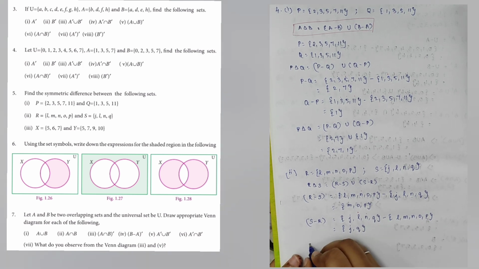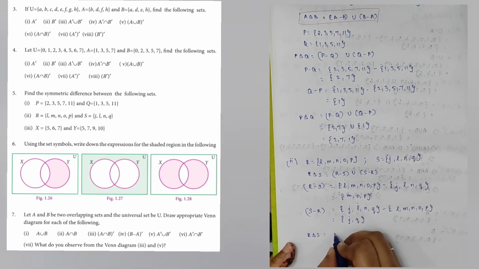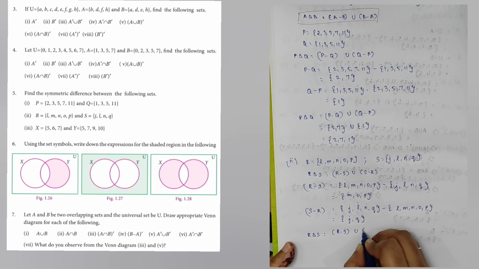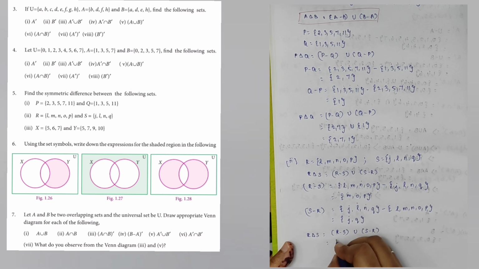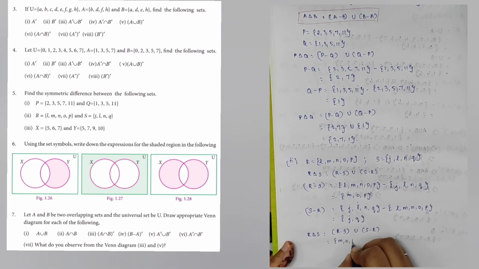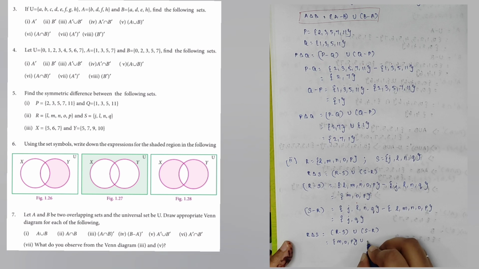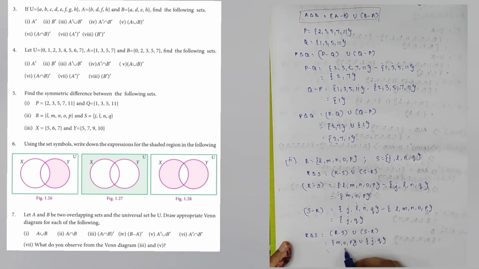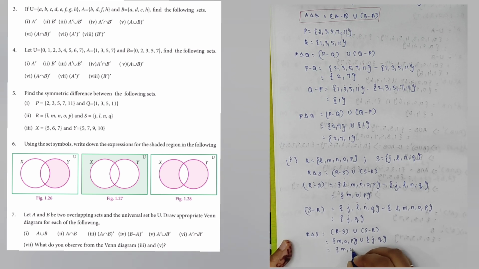Now do it for R delta S. That is equal to R minus S union S minus R. So that is equal to M, O, P union J, Q. Now we have to combine both the sets because union it is given, isn't it? So the answer is M, O, P, J, Q.